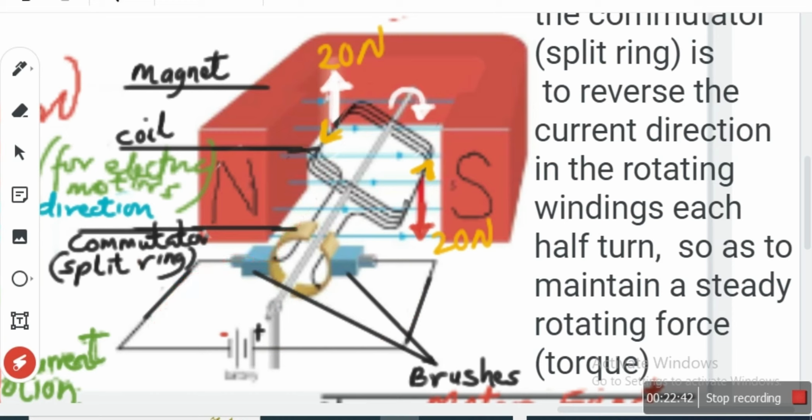Sometimes these things are drawn and you're asked to label. What did I call this place? What did I call this one? Carbon brushes, or brushes made of carbon. What did I call these split rings? Okay, to maintain rotation.